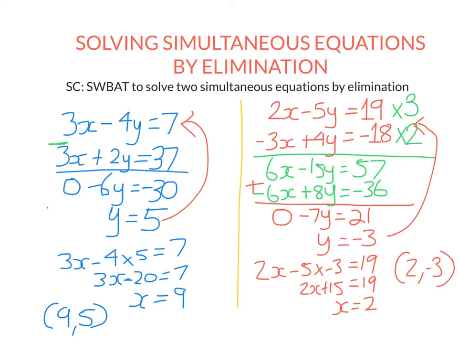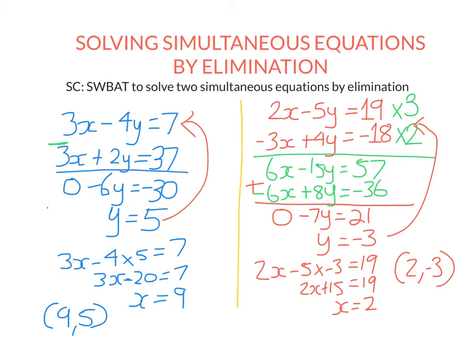The point is, if you don't have x equals or y equals for either of the equations, you eliminate one of the variables. You eliminate whichever one has the same coefficient in front of it. If they have the same sign, you subtract. A different sign, you add the two equations together.